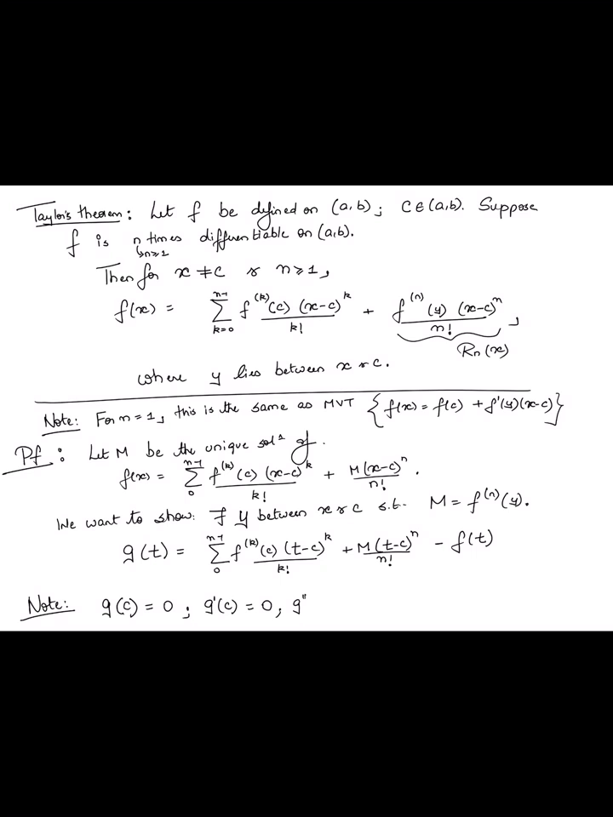You further differentiate g, you will still get that the second derivative is also 0 at c. In fact, all the way up to the n minus 1th derivative at c, all of these are equal to 0 by construction. Okay, so g is constructed in this fashion, and moreover, if you look at g of x, g of x is also 0, and the reason it is 0 is by definition of m.